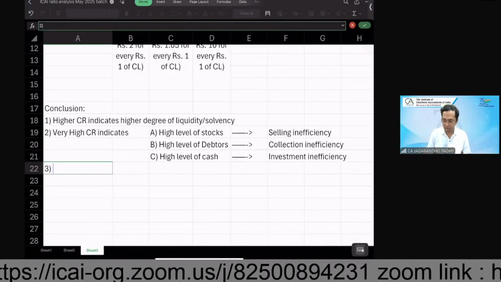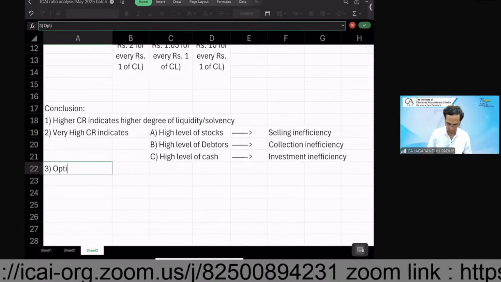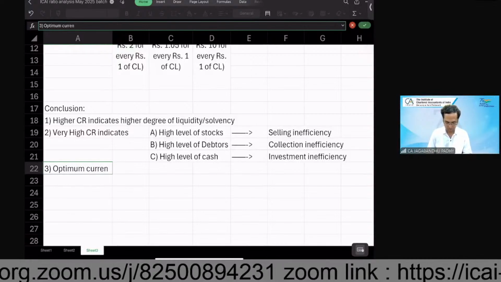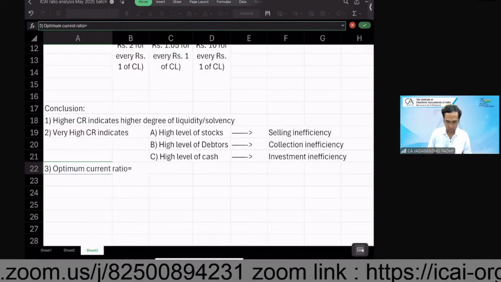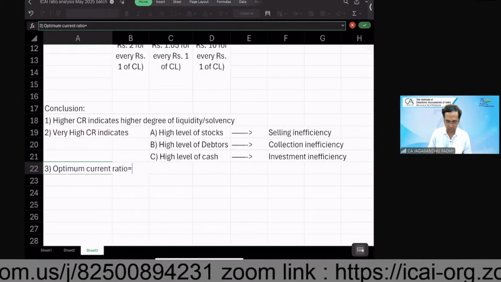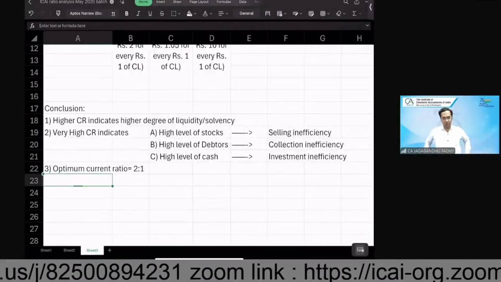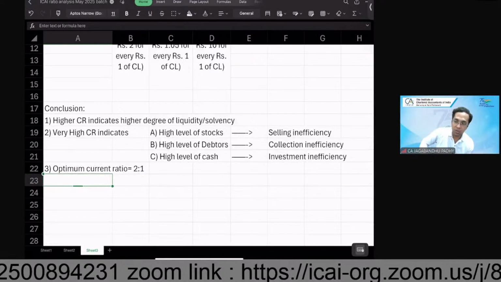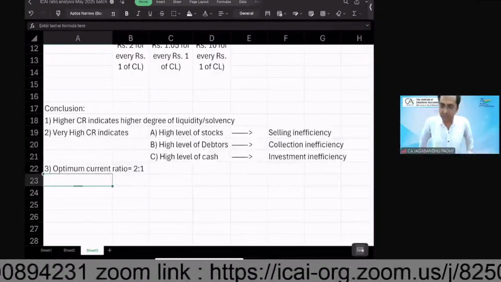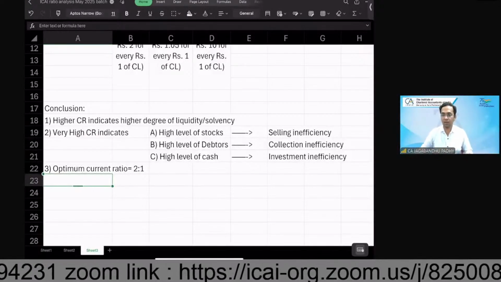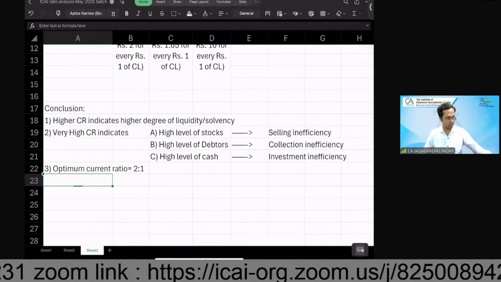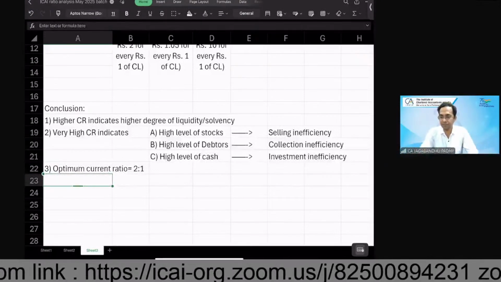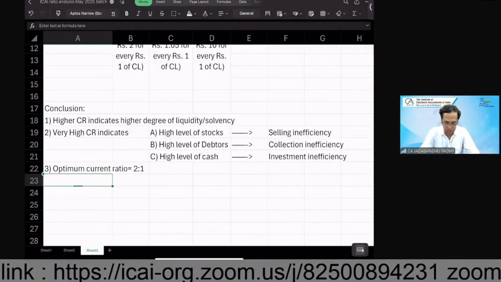So the optimum current ratio is, okay, you should have double the current assets as compared to your current liability. That is what your optimum level of current ratio is. Is it clear? Does it make sense to you guys? Yes. So the optimum current ratio should be 2:1.